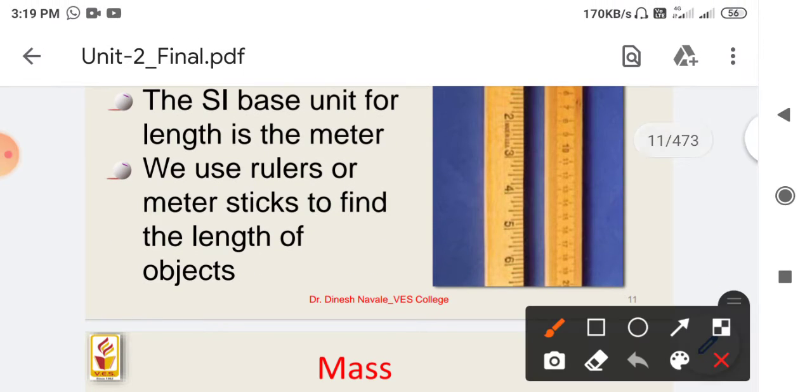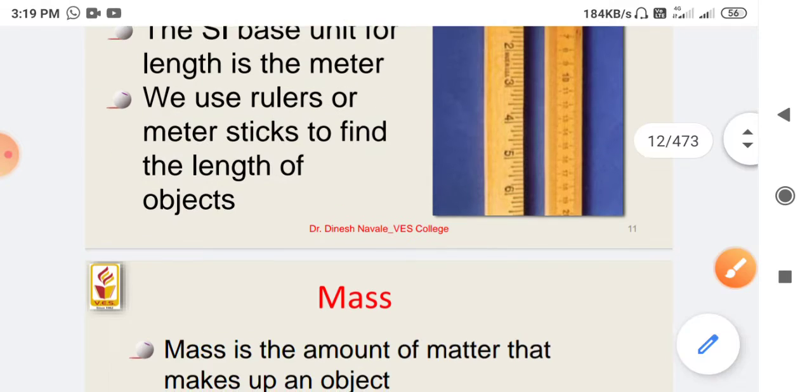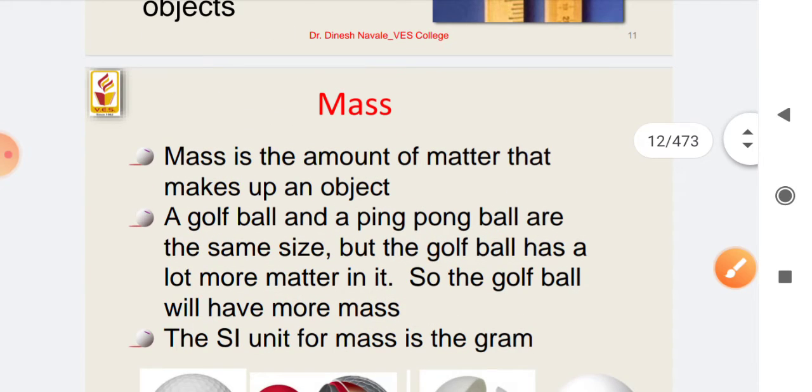So for measurement of the distance or the length, we use rulers or meter sticks to find out the length of objects. So that is the length. So the SI unit for length is meter.